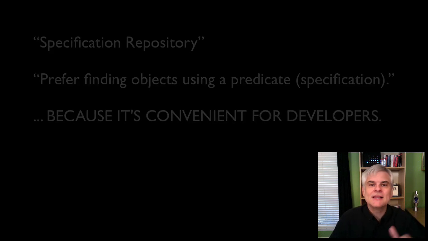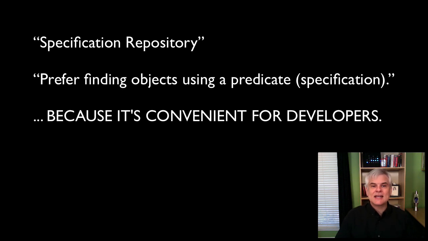In the specification repository, I'm allowing for a predicate, an object that encapsulates the search criteria, to be passed in because it's convenient for the developers. It's convenient to define the predicate in the call to the repository class. And if the client code changes or expands, the developers won't have to implement additional specialized finder methods to accommodate those changes. Hopefully by now you're thinking, yeah, but YAGNI, you ain't gonna need it.